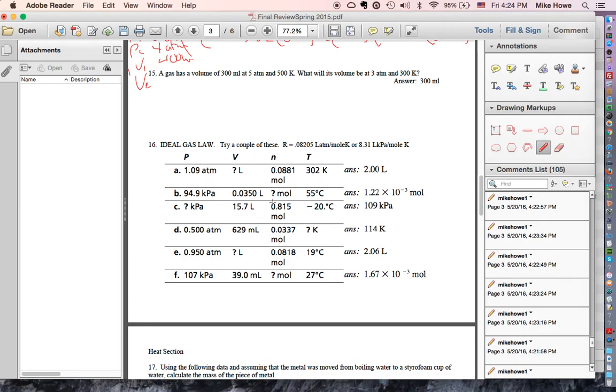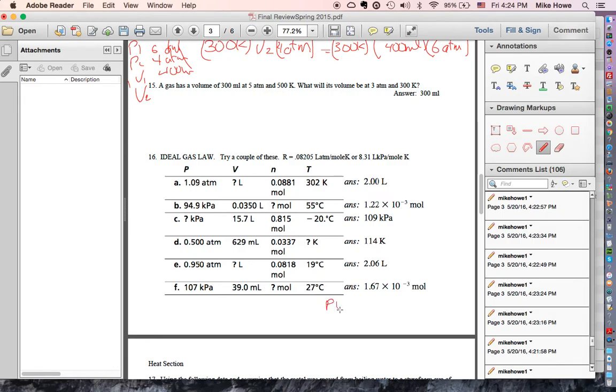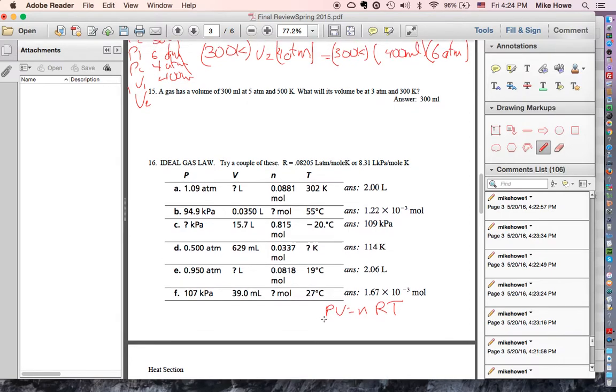Don't have to do all these, but these are all basically the same. So I'm just going to do one down here. So PV equals nRT. These are ideal gas law problems. I'll do D. So D has 0.5 atmospheres for pressure. It has a volume of 629 milliliters. But the volume has to be in liters. So you have to divide that by 1,000 to get the volume in liters. So be sure you pay attention to that.